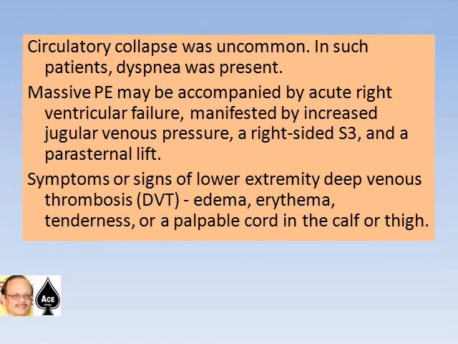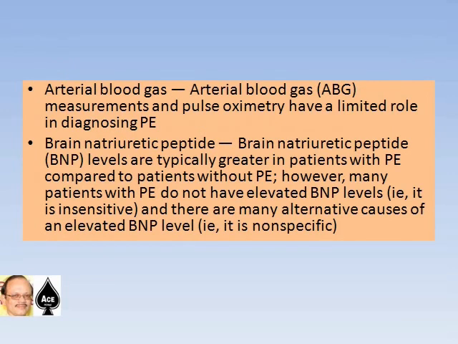Massive pulmonary embolism may be accompanied by acute right ventricular failure manifested by increased jugular venous pressure, a right-sided S3 and a parasternal lift. Symptoms or signs of lower extremity deep venous thrombosis include edema, arrhythmia, tenderness and a palpable cord in the calf or thigh.